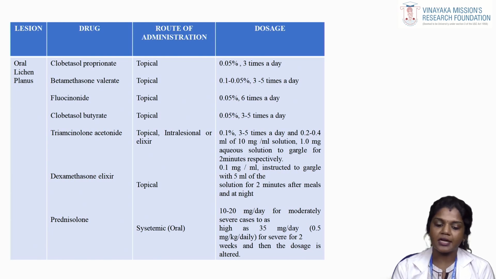And triamcinolone is a drug which is used topically and intralesionally. Dexamethasone is used topically in the dosage of 0.1 mg per ml, and prednisolone is used systemically in the dosage of 10 to 20 mg per day for moderate to severe cases.